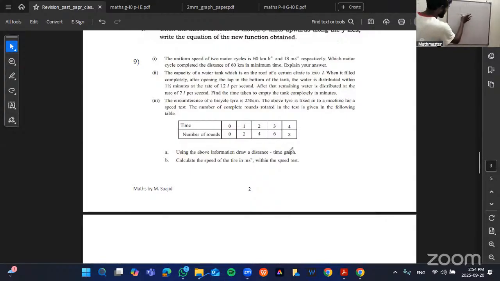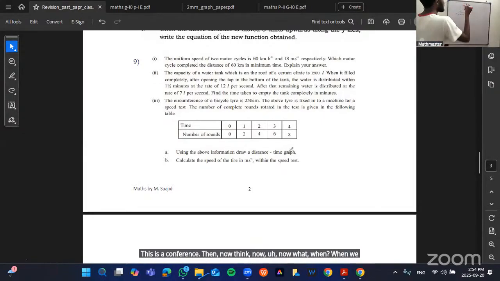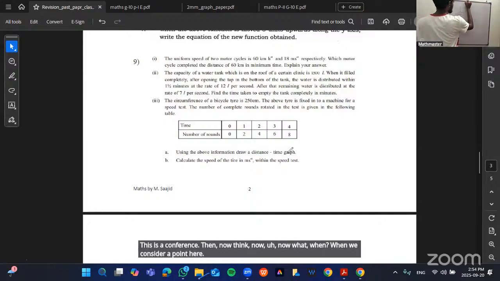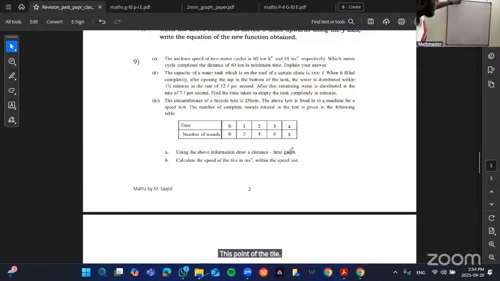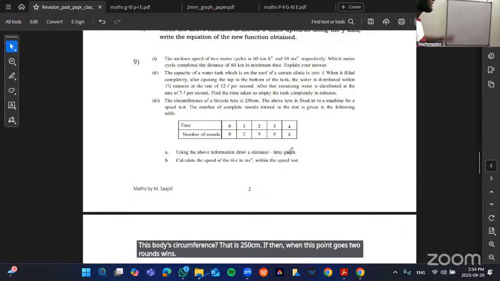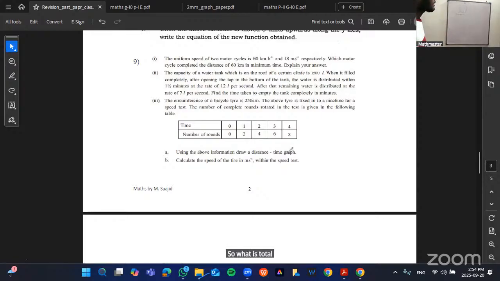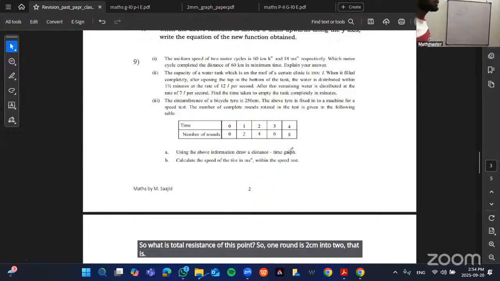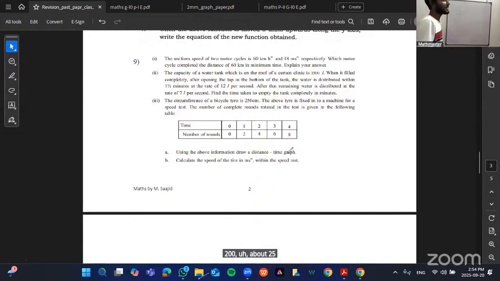250 centimeters is the circumference. Now think, when we consider a point here, this point of the tire, when it turns one entire round, what is the distance? That is the circumference, 250 centimeters. When this point goes 2 rounds, what is the total distance of this point? One round is 250 centimeters, so 250 into 2, that is 500 centimeters.